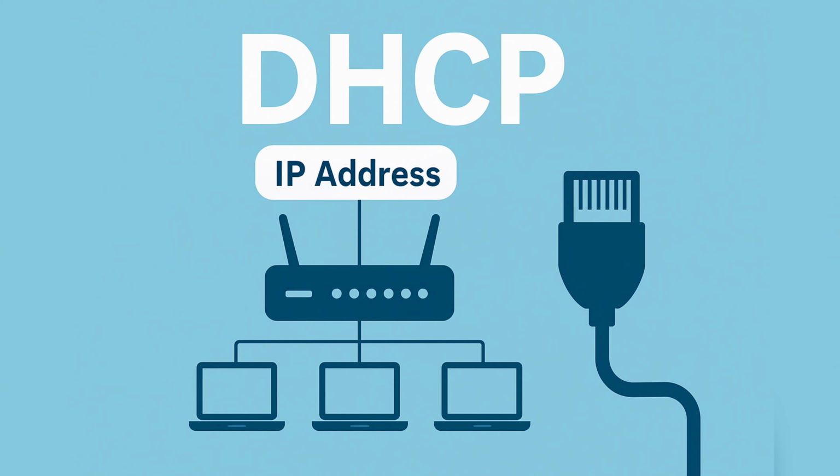If we go deep dive with the DORA process, the client will broadcast the DHCP discover. It says I'm looking for a DHCP server. The server offers an IP, which comes with the DHCP offer packet. The client requests the offered IP with the DHCP request packet. The server confirms and assigns the IP with the DHCP acknowledged packet.